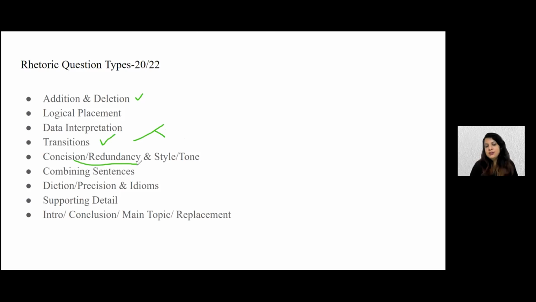Concision, redundancy, and style: easy questions. Concision means cut the crap. That means speak to the point. The SAT loves brevity. If you can communicate the same idea in fewer words, it has to be very, very crisp, to the point information that you're talking about.